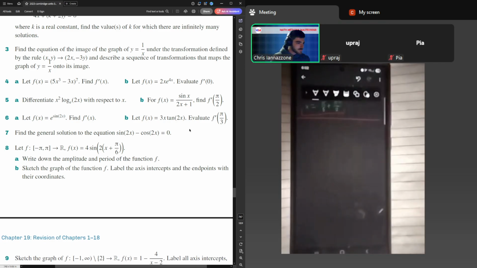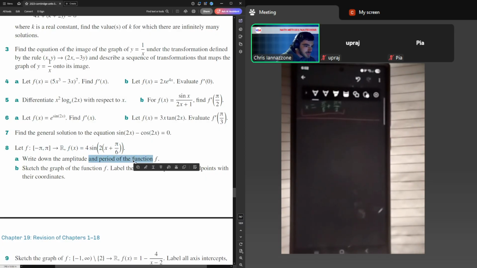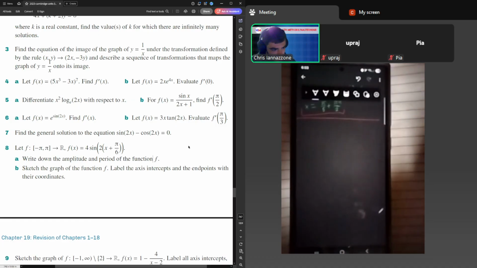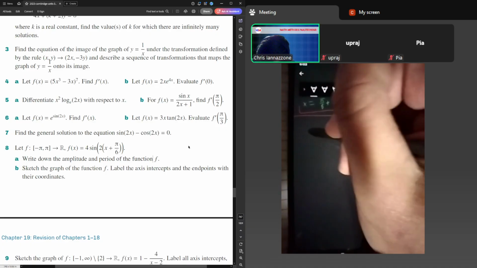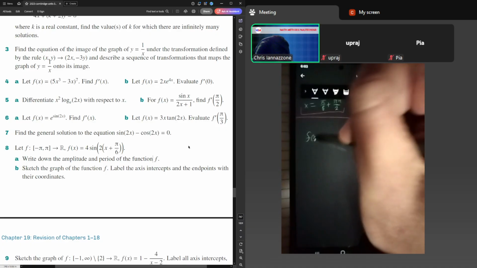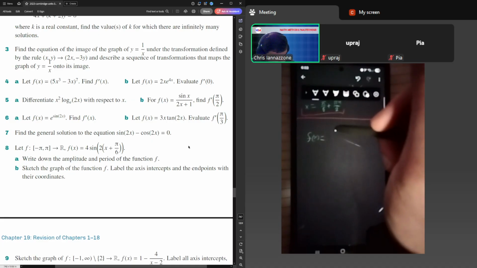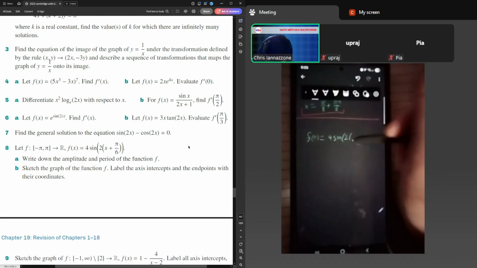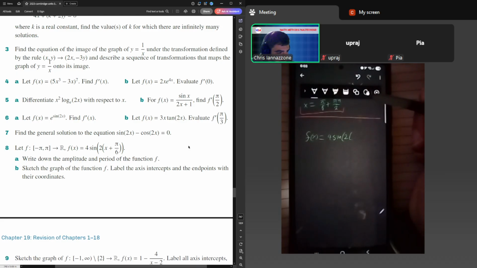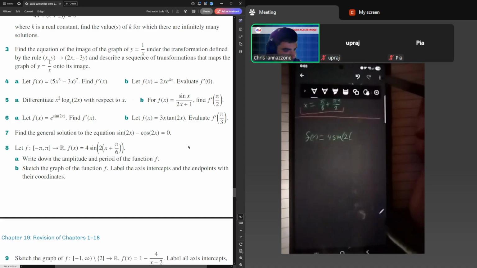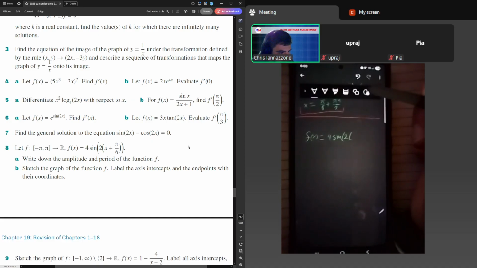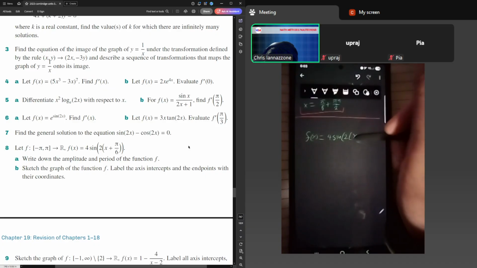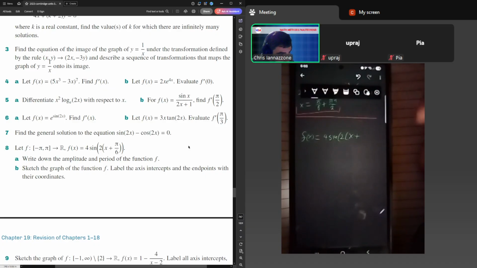Question 8. Negative pi to pi, circular function, amplitude and period. I think that's going to be pretty chill for us. Oh, this is the first time they actually bothered to put double brackets on the sine and just leave the 2 hanging there. How thoughtful of them.